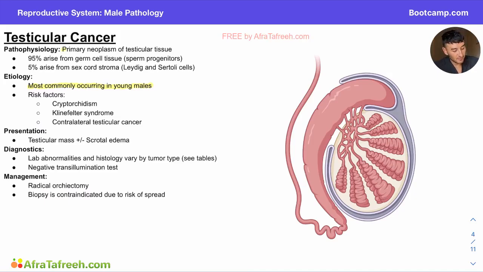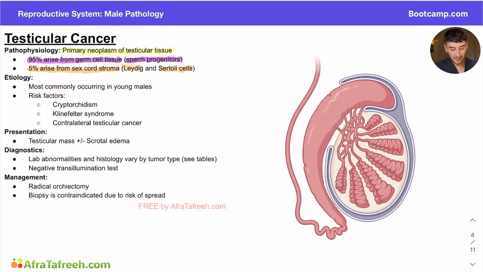In terms of the pathophysiology, this is a primary neoplasm of the testicular tissue. However, it is important to know that there are two different types of testicular tissue that can lead to cancer, and one is far more common than the other. The most common, 95%, are going to arise from germ cell tissue, which are the sperm cell progenitors, and the other 5% are going to arise from sex cord stroma, which is the Leydig and the Sertoli cells.